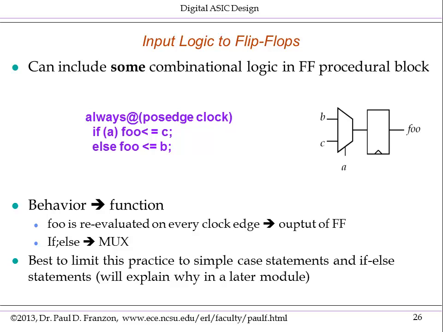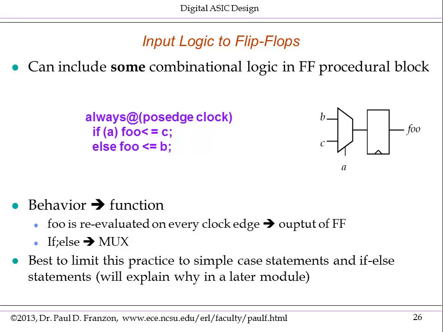Finally, I do need to describe how you can include some combinational logic in a flip-flop procedural block. Why do I only say some? Because if your logic description is such that you have to assign to a new variable, you no longer can do this in a procedural block starting with always at pos edge clock. Why is that? What happens to every variable assigned within this procedural block? It becomes the output of a flip-flop.